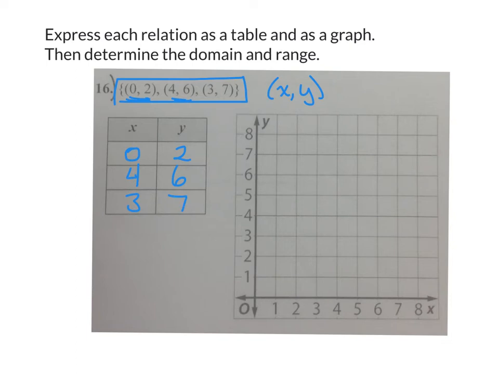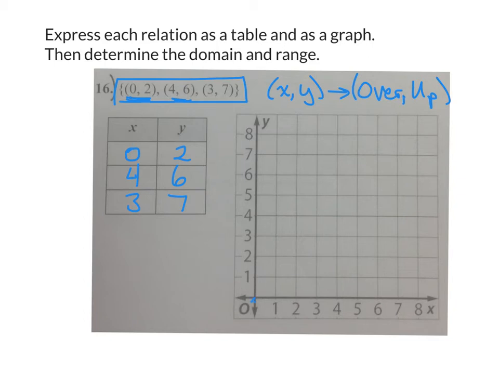Now we have all three of the ordered pairs in the relation written as a table. Next, we want to express that relation as a graph. So if we're looking at the point 0, 2, just like before, we start at the origin, and our ordered pairs always tell us to go over first and then up. So how far do we go over and how far do we go up?